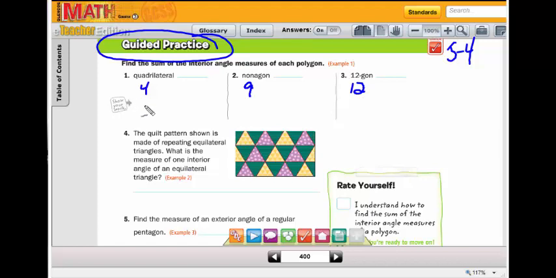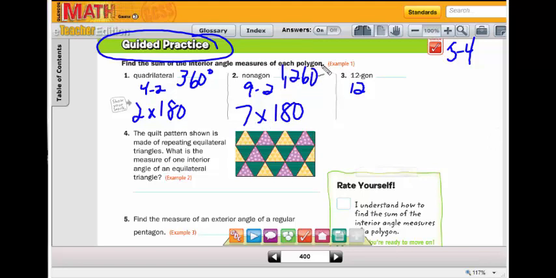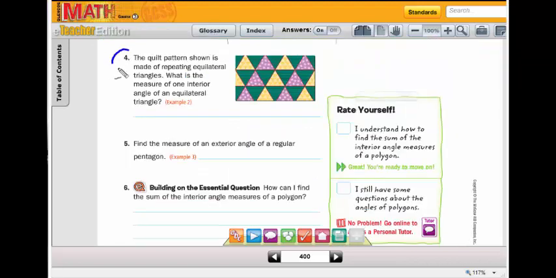So in this case, we're going to subtract 2 from 4, so minus 2, we get 2, and we're going to multiply 2 times 180, and 2 times 180 is 360 degrees. Here we're going to subtract 2 from 9, that's 7 times 180, and 7 times 180 is 1,260 degrees. And lastly, the 12-agon, this is nice and easy because 12 minus 2 is 10, and 10 times 180 is, of course, 180 with the extra 0, so it's 1,800 degrees. All right, let's take a look at problem number 4.